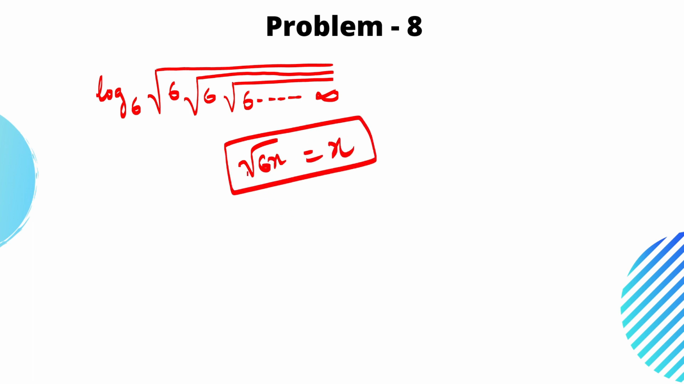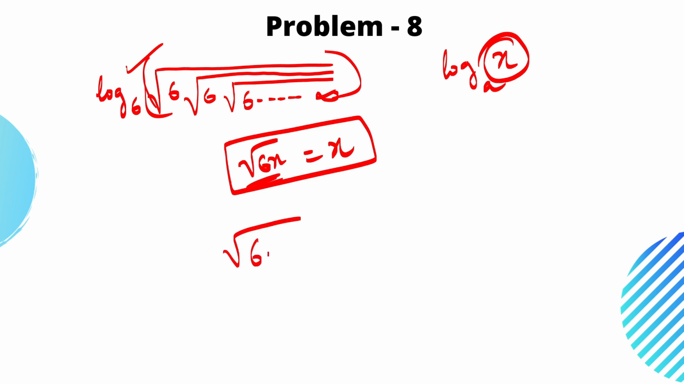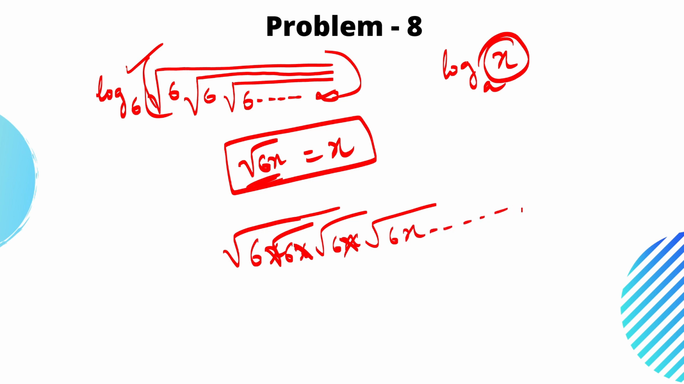So root 6x is equal to x, because this is in the form log x to the base a. We are comparing this x with root 6x. So let us take this part, ignore the log and base. Let us take this root 6x. Now what is x? x is again root of 6x, and again root of 6x. So it will carry on till infinity, right?